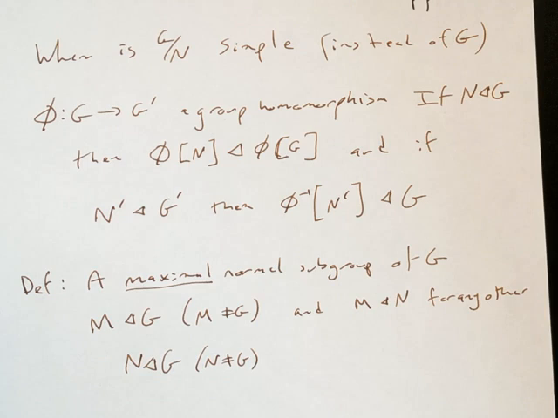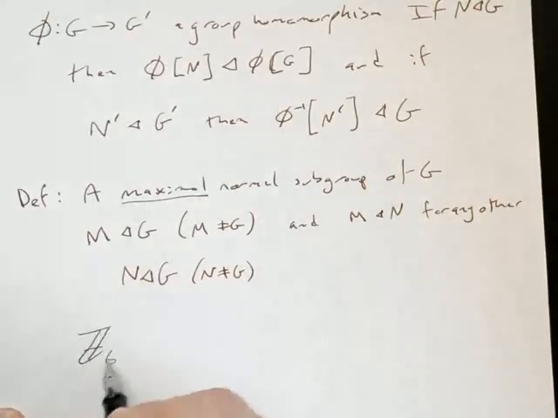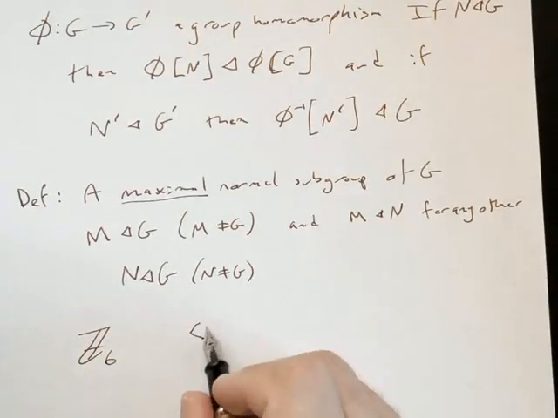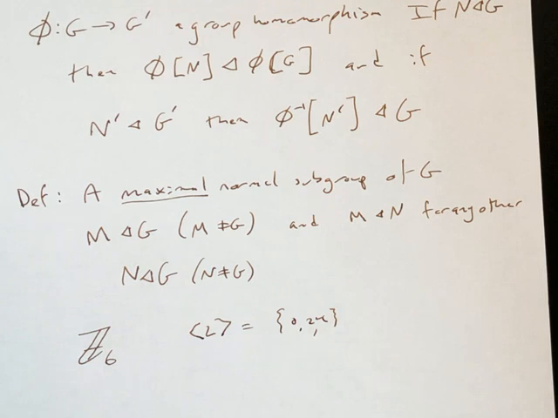So if I think of Z6, the subgroup generated by 2 is 0, 2, 4. But there's no other subgroup in Z6 larger than that, other than the whole group. And since Z6 is abelian, that's a normal subgroup. Since there's no other normal subgroup above it, that's maximal normal.